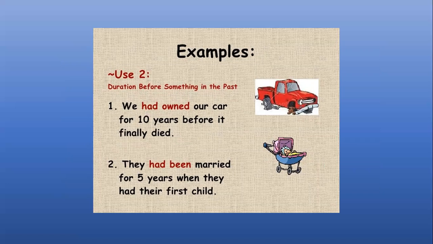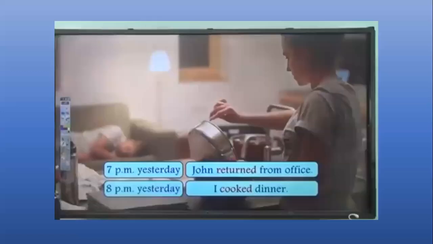We had owned our car for 10 years before it finally died. They had been married for 5 years when they had their first child. Okay. Now, let's take one more example. I had eaten my breakfast. Okay. I'm telling it to you. I had eaten my breakfast before I went to school. Just listen to me very carefully. I had eaten my breakfast before I went to school. I had eaten breakfast. This is the first action before I went to school.